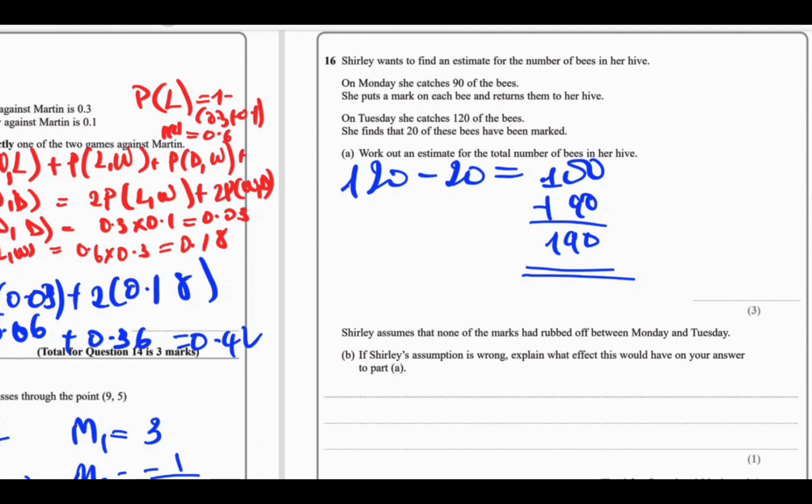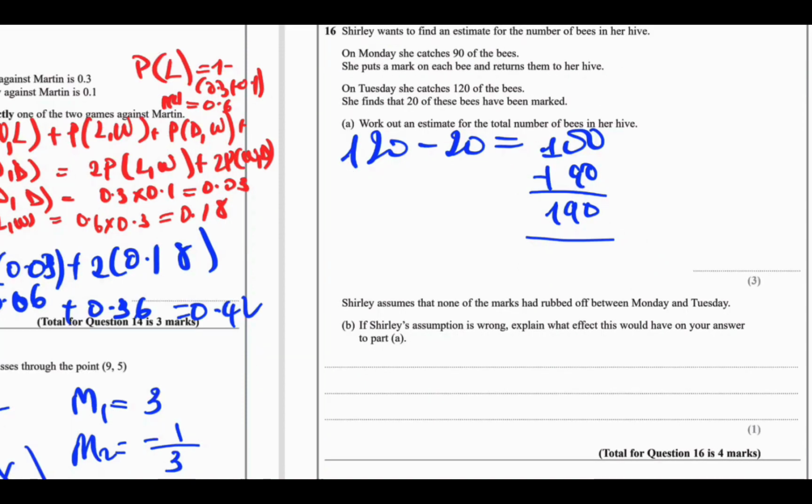Answer. So she assumed that none of them had rubbed off. That assumption is wrong. It means some of them actually rubbed off. So it means we will need to take away more from this. We probably need to take away 30 or something. If we're taking away more, that means this answer will be less. So maybe there will be fewer than 190 bees in her beehive.